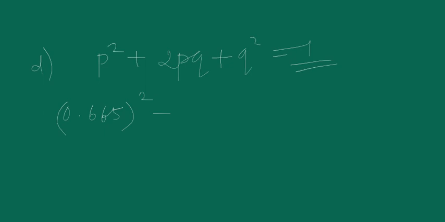0.665 the whole square, plus 2 into pq, which was 0.665 into 0.335, plus q square, 0.335 the whole square. So if you are adding this, will you get 1? That is the question. Okay, you add this and check please whether you are getting 1. They're asking us just to check.